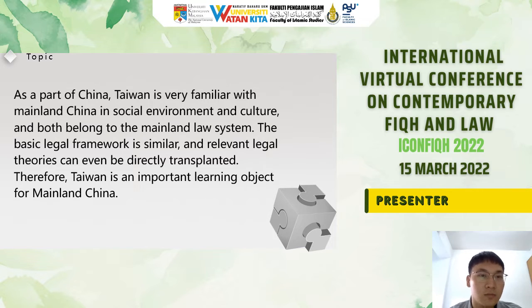As a part of China, Taiwan is very familiar with mainland China in social environment and culture, and both belong to the civil law system. The basic legal framework is similar, and the relevant legal theories can even be directly transplanted. Therefore, Taiwan is an important learning objective for mainland China.